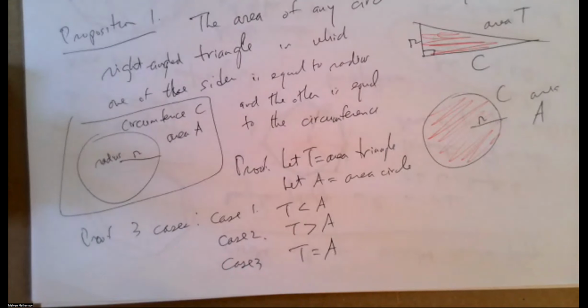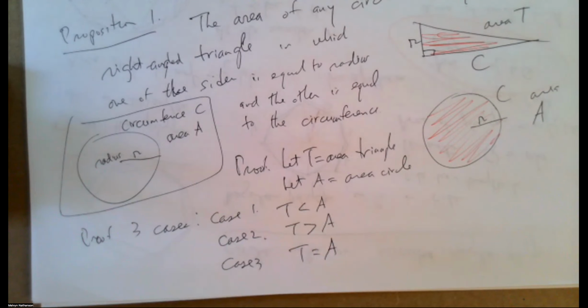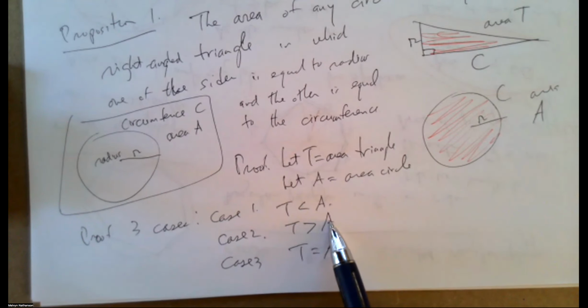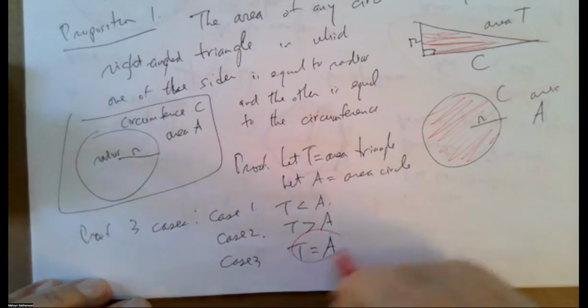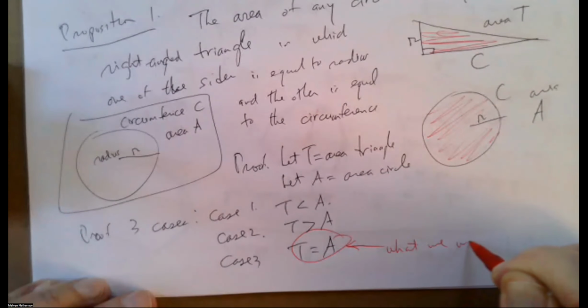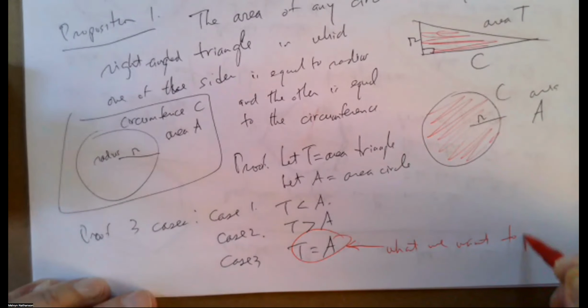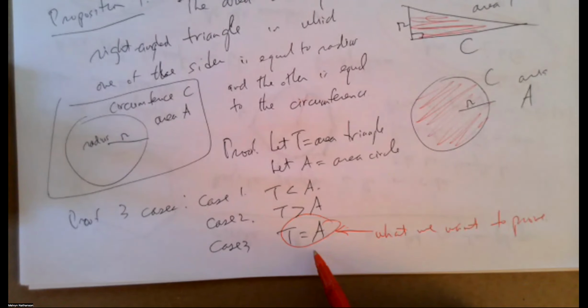So the first thing you have to convince yourself of, even though once you see it, it's very simple, is that these are the only three cases, and they're mutually exclusive. If you have two numbers, T and A, either T is strictly smaller than A, or T is strictly bigger than A, or T is equal to A. And this is what we want to prove. So you could prove it, and then you're done.